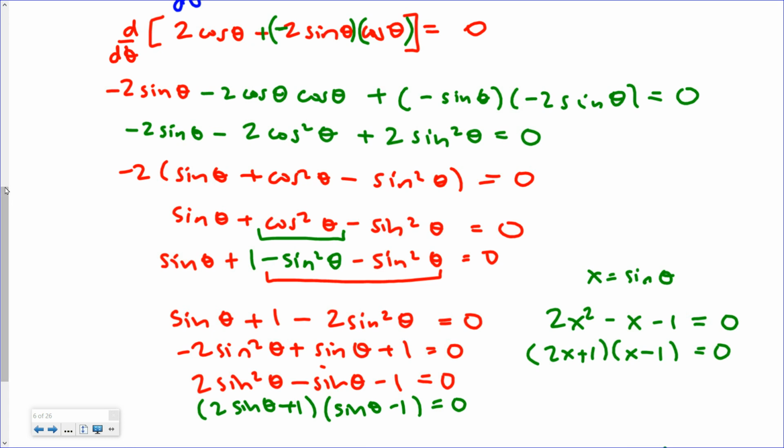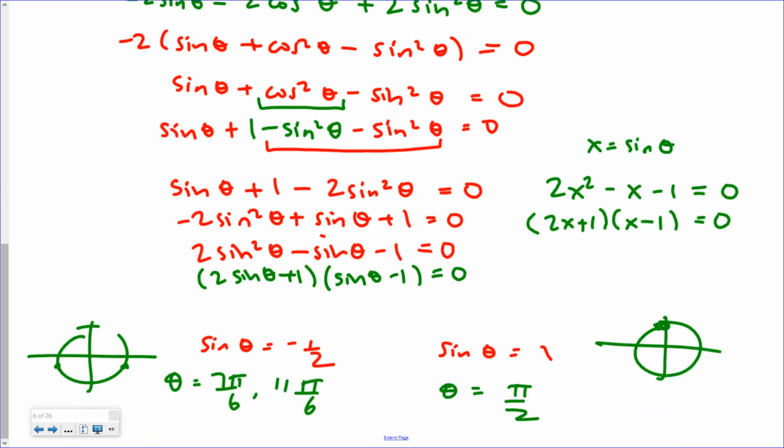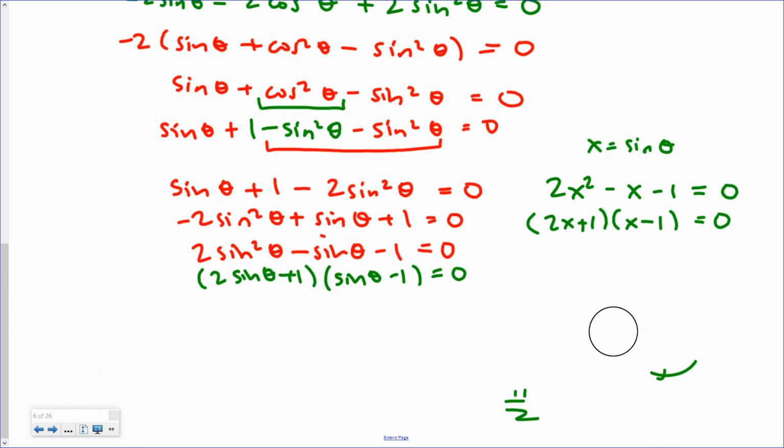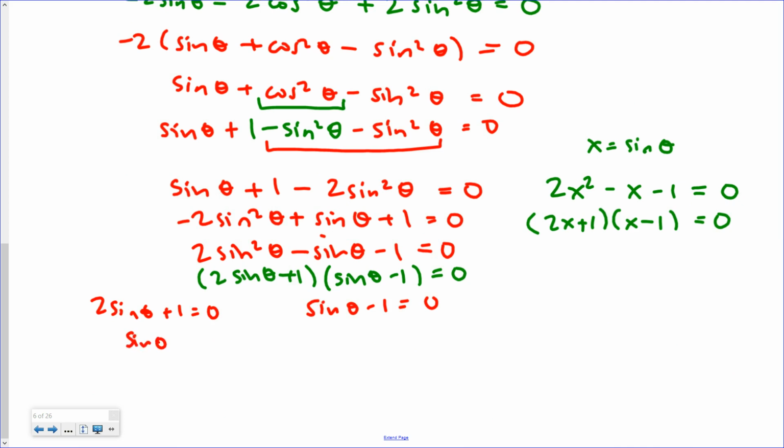Okay, so what was my goal? The goal is to solve for theta. So what I have is something times something equals 0. In algebra, that means one of these somethings is equal to 0. Either 2 sine theta plus 1 is equal to 0, or sine theta minus 1 is equal to 0. Okay? So this means sine theta is equal to negative 1/2 on this side, and this means sine theta is equal to 1. And what are all my thetas equal to?